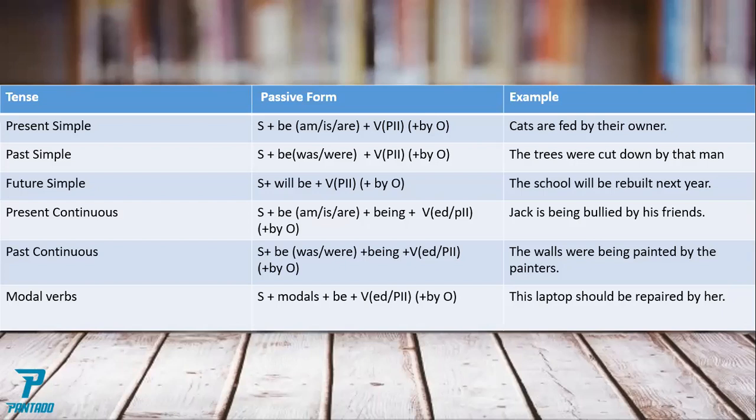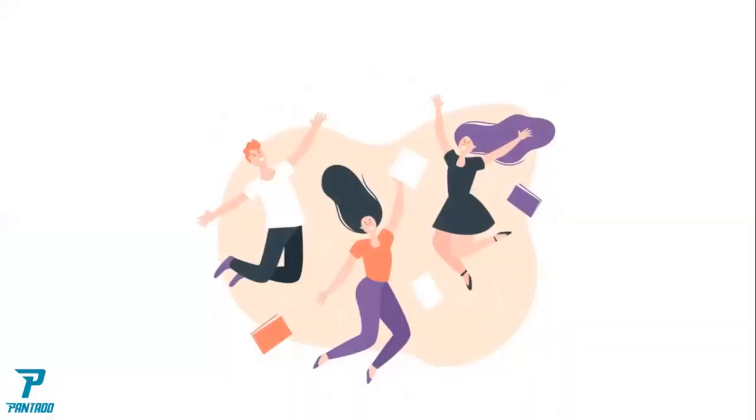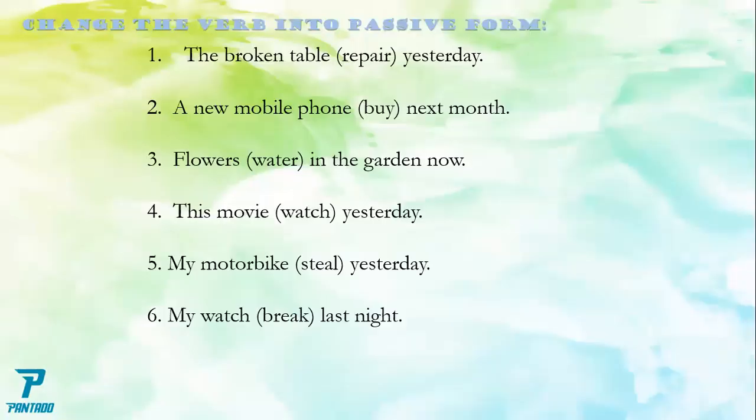Okay. Now here we have the practice section. Change the verbs into passive form in these following sentences. For number one, remember the tense here, yesterday. We need to focus on the tense. Okay. So wait, I'll write it on the screen, okay?